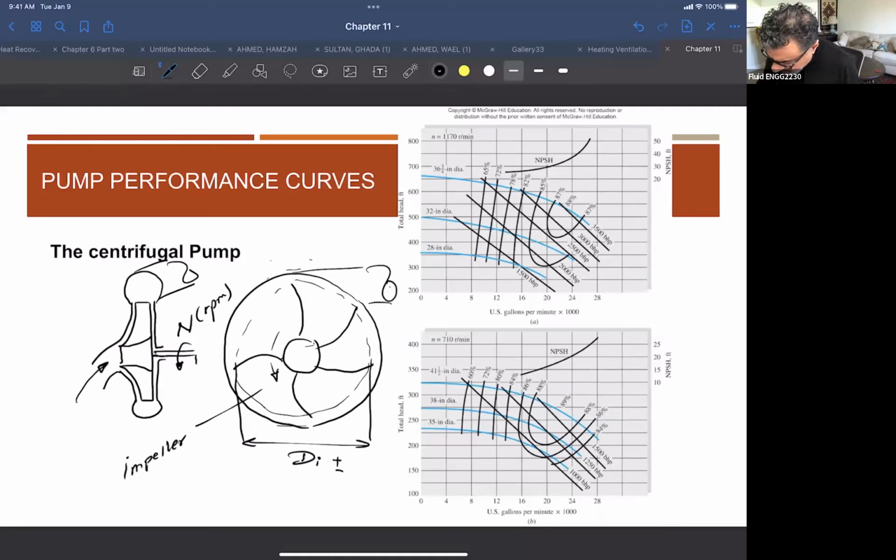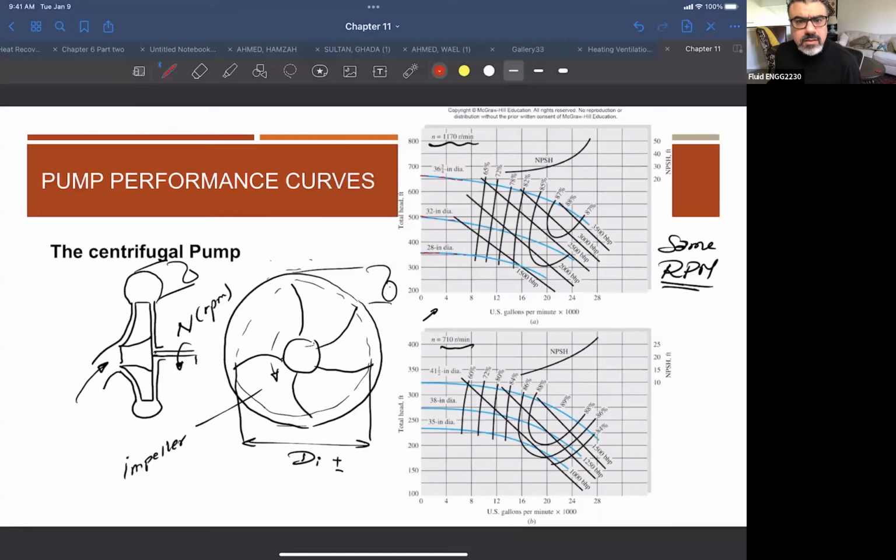And that's why you will see here in this curve, this is at the same RPM, which means that all these curves are provided for the same rotational speeds, right? You see here the RPM is like 1170 RPM. Here, for the curve at the bottom of the page, it is 710. So for every single rotational speed, you will see a full performance curve of the pump. And even within the same speed, you can use a different impeller. And that's why you will see this line here for different diameters of this impeller, right?